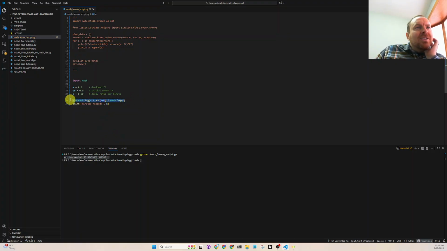I think it's just to give us a little bit of what it would be doing in the real world. So it's saying a deadband of 0.5, which would be very low in the real world application. So our initial error is 6 degrees Fahrenheit, and then our decay ratio per minute. So that is kind of interesting.